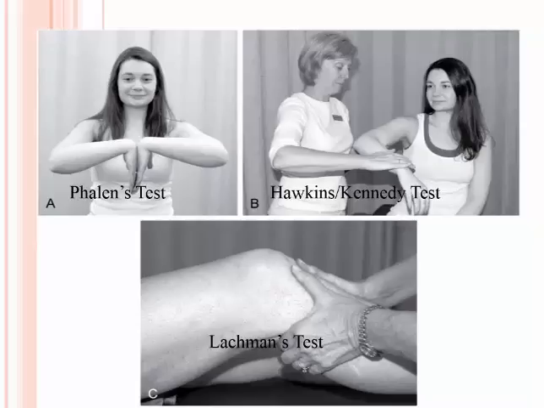So what do I exactly mean by ruling in or ruling out? Well, let's use Phelan's test as an example. If we suspect someone has carpal tunnel syndrome based on the history that they've given us, we may attempt the Phelan's test. If the symptoms are reproduced, this rules in carpal tunnel syndrome. However, if the symptoms are not reproduced with this test, it rules out carpal tunnel syndrome.